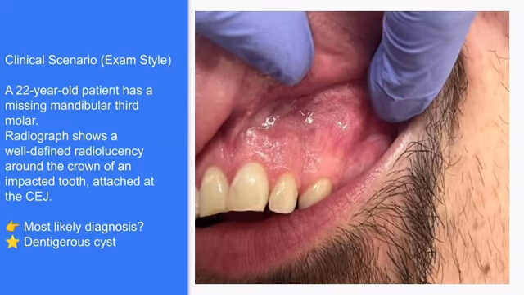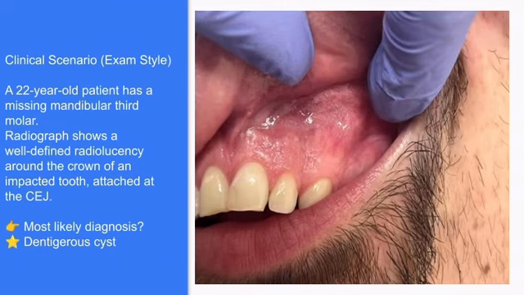Now we have a clinical scenario here. A 22-year-old patient has a missing mandibular third molar. Radiograph shows a well-defined radiolucency around the crown of an impacted tooth attached at the CEJ. So the key takeaway from here is that it is attached at the CEJ and the radiolucency is well defined around the crown, and there is a missing mandibular third molar. I've told you that it occurs in your eighth.